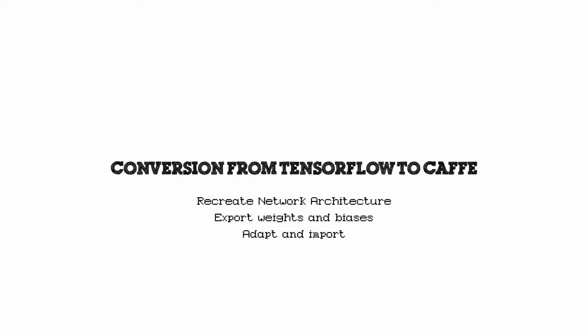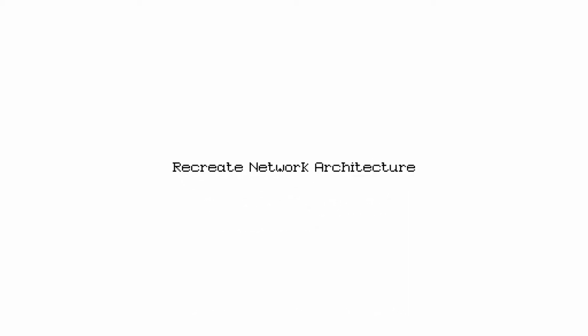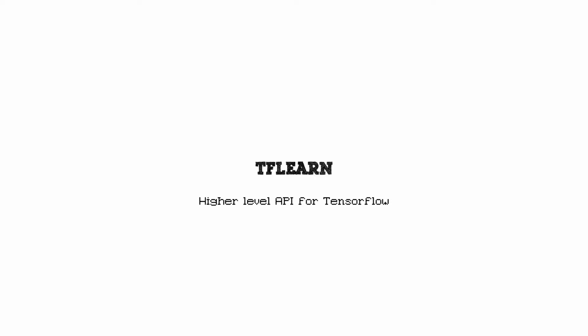The first thing we have to do is the recreation of the network architecture in Caffe. One thing beforehand, I used TFLearn as a higher level API for TensorFlow, and I will do so in this video as well. I'll put a link in the description, but if you don't want to use it, that's fine as well. The conversion should work in native TensorFlow or with other wrappers as well, but the export of the weights and biases will be a little different, and you're gonna have to work that out for yourself.